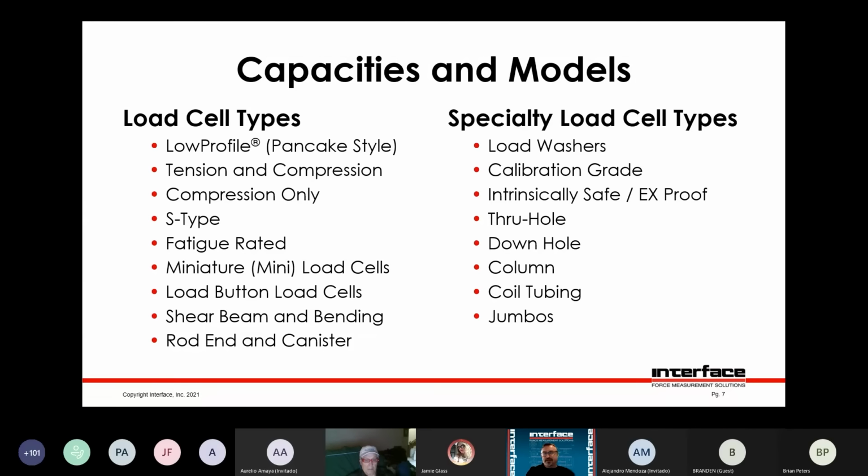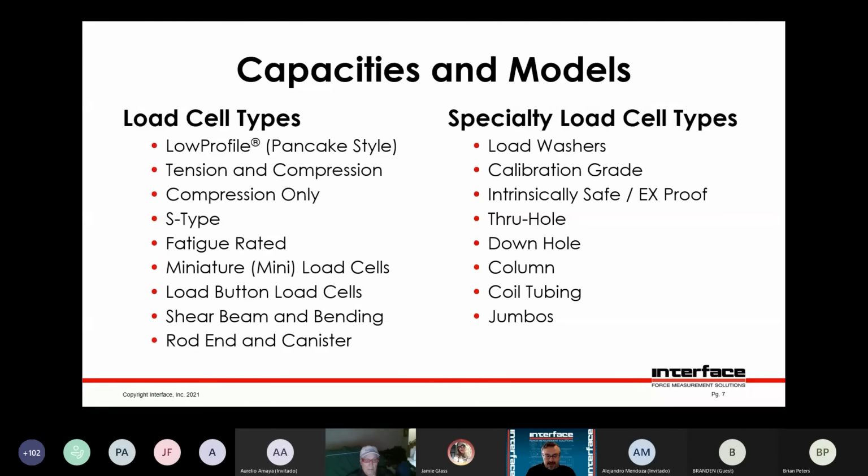You got compression only. You have S-shaped ones. Some are fatigue rated. Some are quite small. Some are little load buttons, literally like a shirt button. You have certain types of measurement, either shear beam or bending beam. That has to do with how the metal is deformed under load.